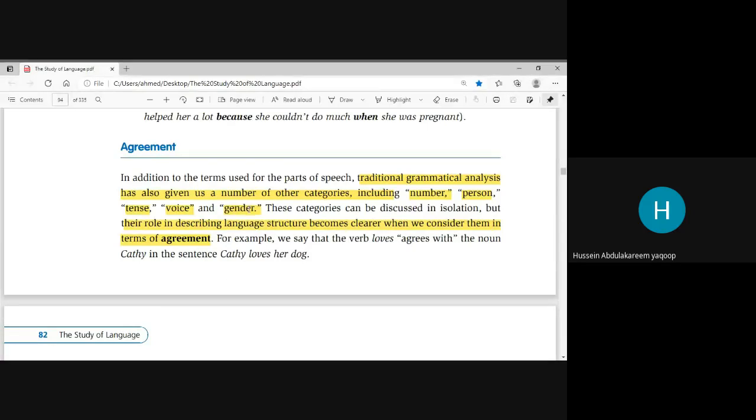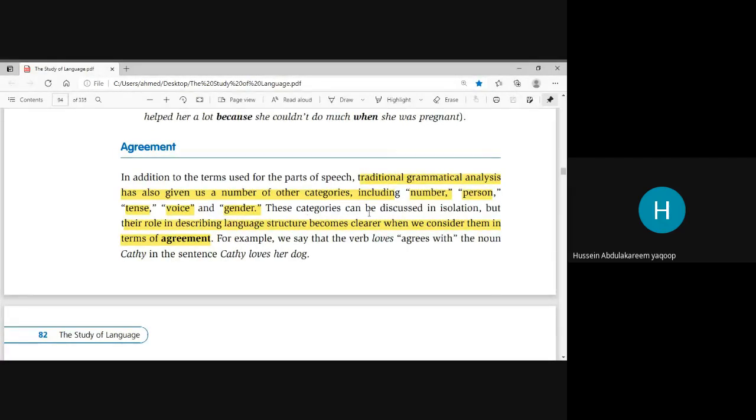Now, let me tell you something. Again, your explanation is nice. What we have here with the traditional grammatical analysis has given us a number of categories, including the number, meaning singular or plural. We have the person as well as the tense. This tense might be present, past, future. Voice, we have the voice form. Also, we have the gender, maybe male or female. With the voice, we have the passive voice and the active voice. This is the meaning of voice, not the meaning given in the phonological explanations.